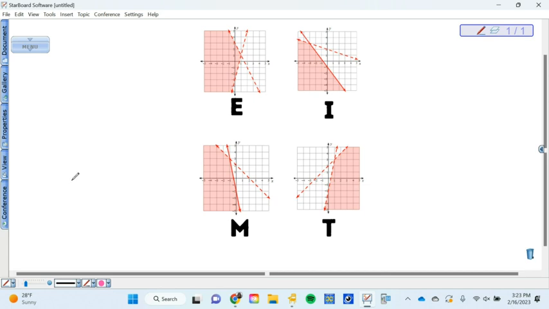Okay. So far we did numbers 1 and 3, right? Which letter is number 1?